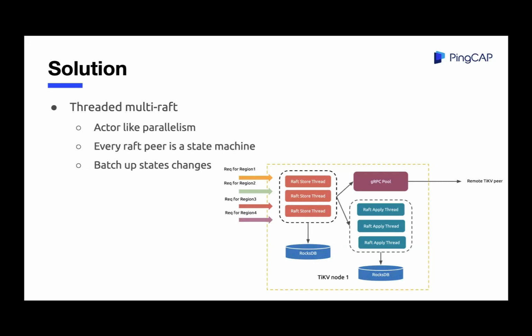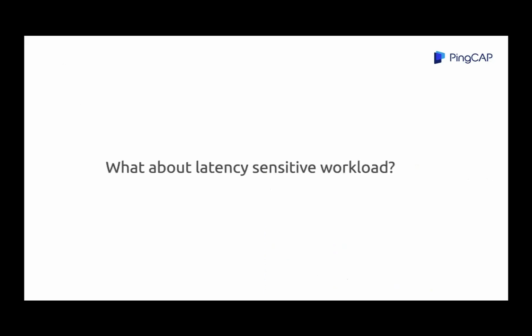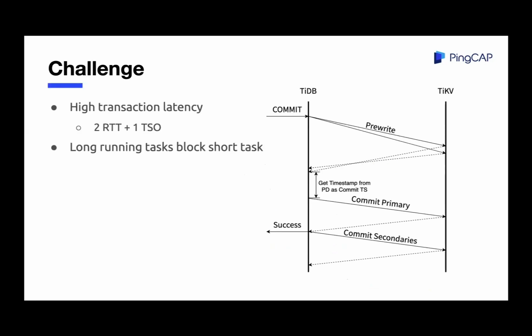And TiKV became popular. It was introduced to some latency-sensitive scenarios like callback. In those scenarios, every millisecond matters. There are two types of latency challenge we have faced. The first one is high transaction latency, and the second one is long-running tasks blocking short tasks. The second one is obvious, so I'm going to explain the first one.